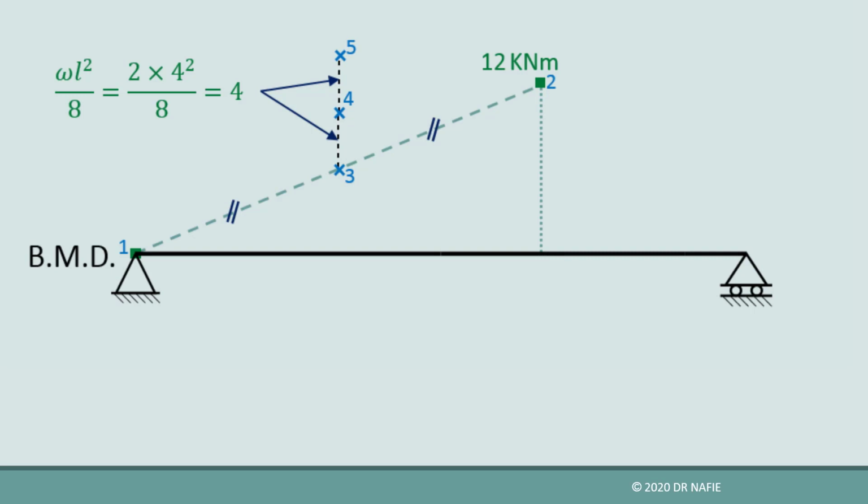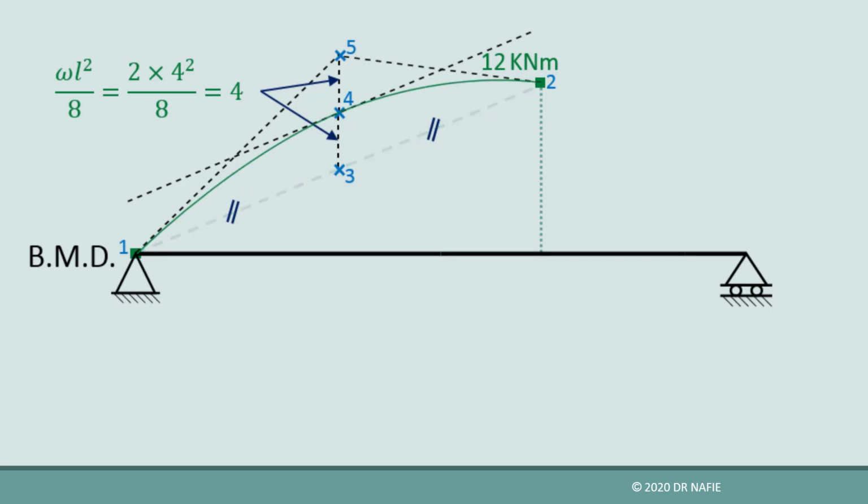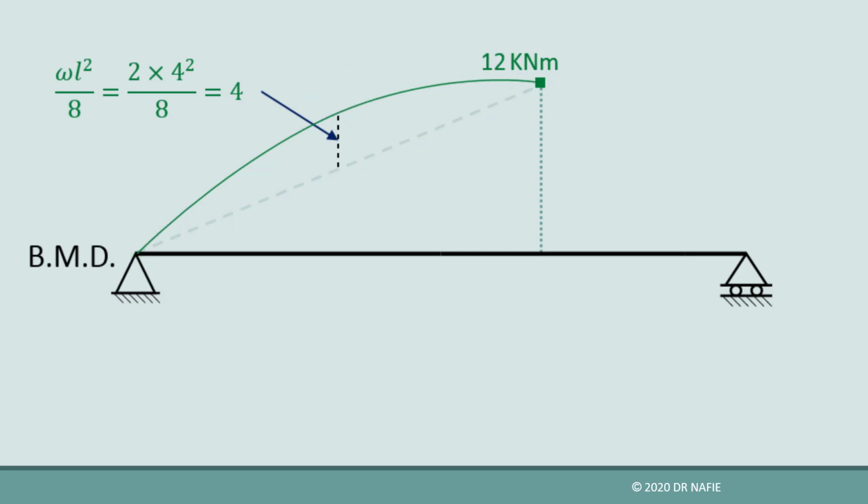Next, we draw 3 lines to act as tangents to the parabola. The first tangent connects points 1 and 5. The second tangent connects points 2 and 5. And the third tangent passes through point 4 and is parallel to the line 1, 2. Finally, we draw the parabola as a curve tangent to the three lines and passing through points 1, 2, and 4.